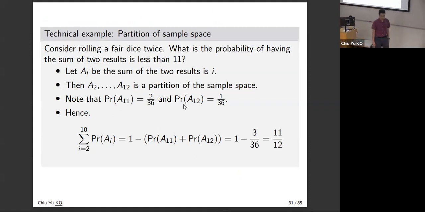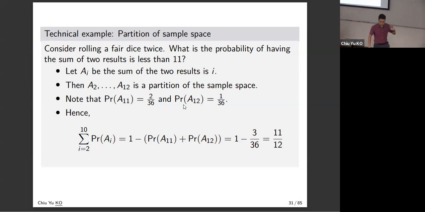Suppose you roll a die twice. Remember how many outcomes there are? 36. And you want the probability that the sum of the two results is less than 11. How many of them would you count? 36, adding up every outcome to see whether it is less than 11. Your life will be miserable. Of course, you can give it to your cousin who has nothing to do. But if you want to do it yourself, how can we do that quickly?